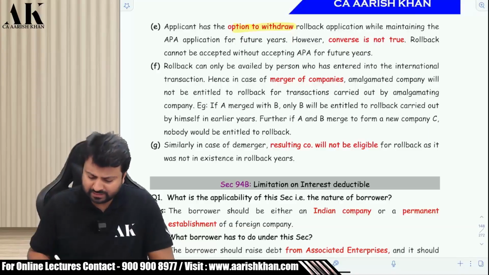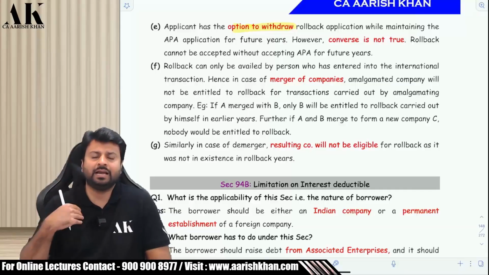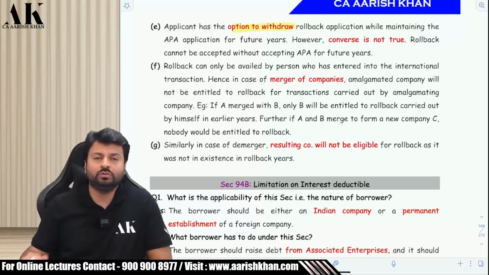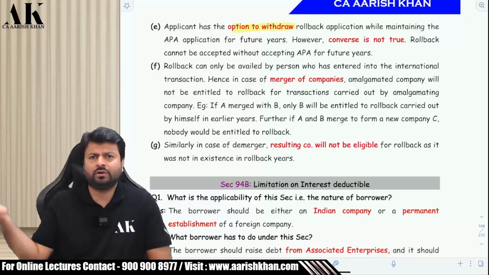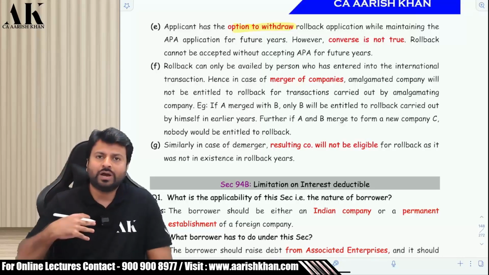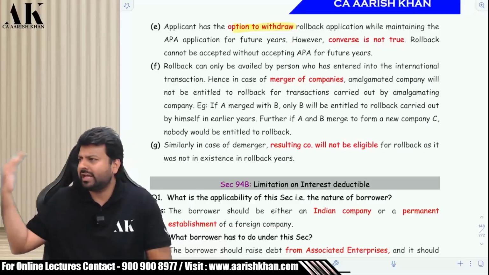Next, how will rollback be applicable in case of merger? Now, merger means there is an amalgamation of two companies. How will rollback be applicable in that case? Suppose for example, I am A Limited and you are B Limited, and I am acquiring you. Then I can go for rollback because I was the applicant who is making the application for future year. So I am A Limited, you are B Limited, I am acquiring you, I am making the application for future year, I can also go for past year.